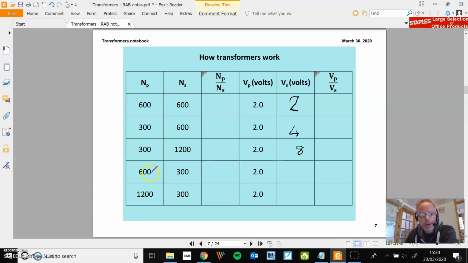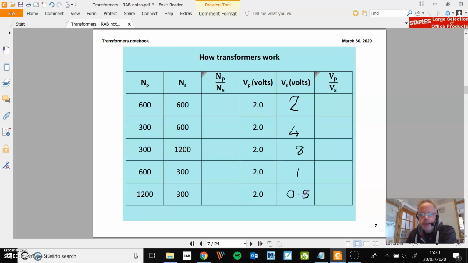Okay, if you look now, rather than having more turns on the secondary, this time we've got more turns on the primary. So we've got 600 here and 300 there. If we keep 2 on the primary, what we'd find this time is that we might only get about 1 on the secondary. And here I've got 1200 on the primary, only 300 on the secondary, and this time you might guess by now I'm going to get about 0.5.